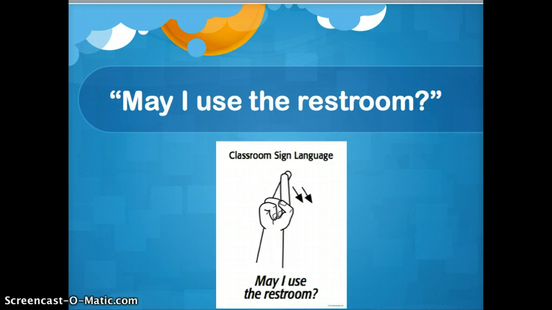If a student needs to use the restroom, they show me an R in sign language. Cross your middle finger over your pointer finger, then motion your hand down.